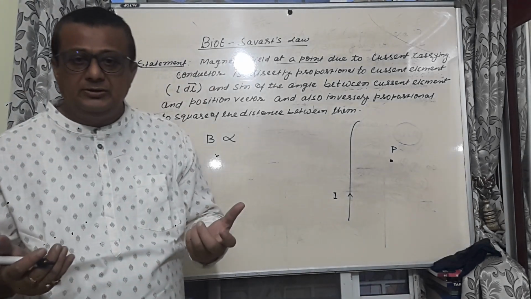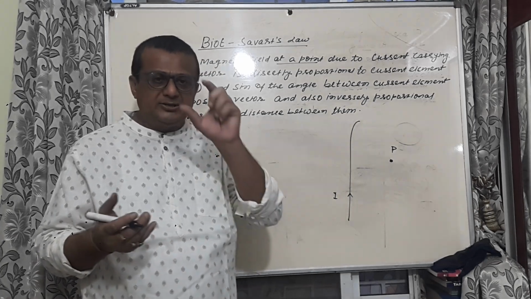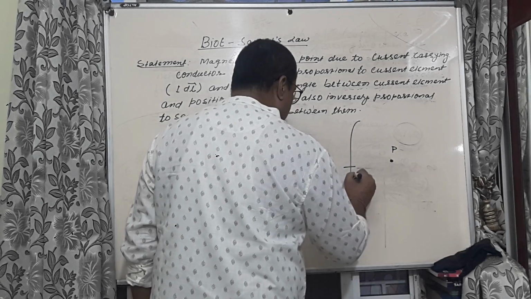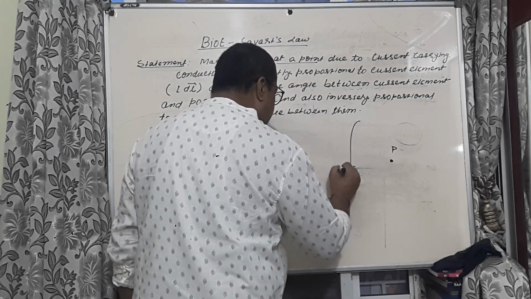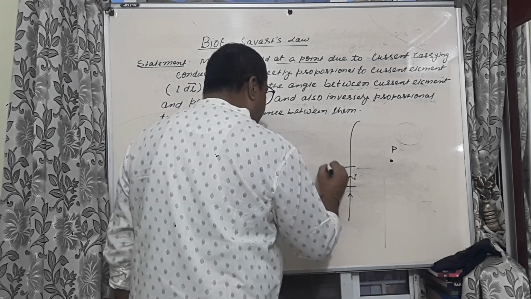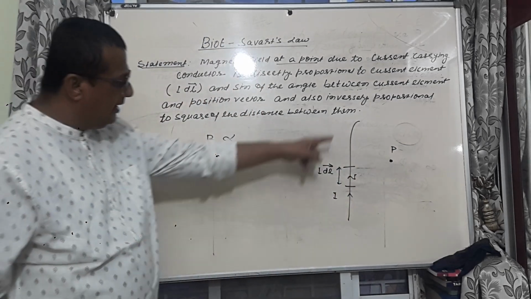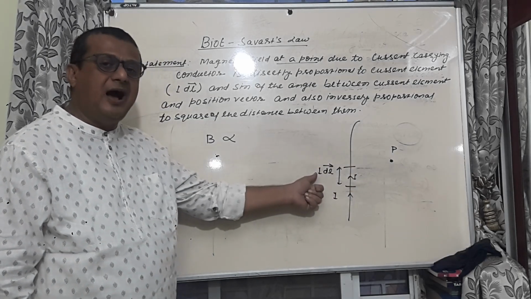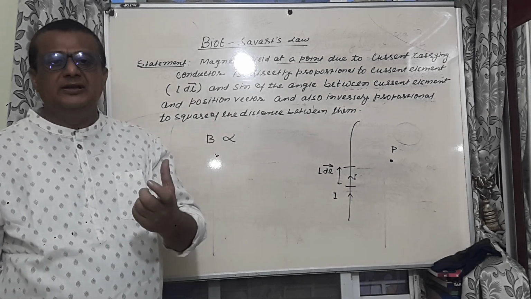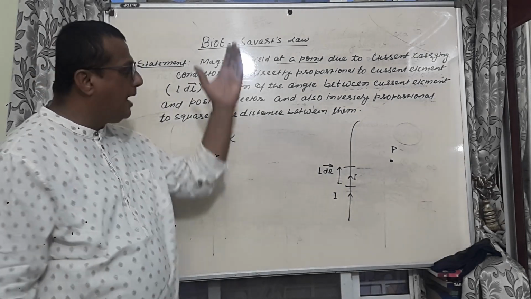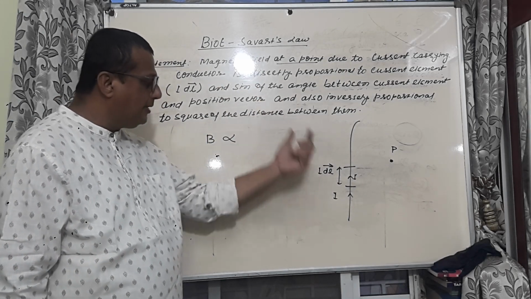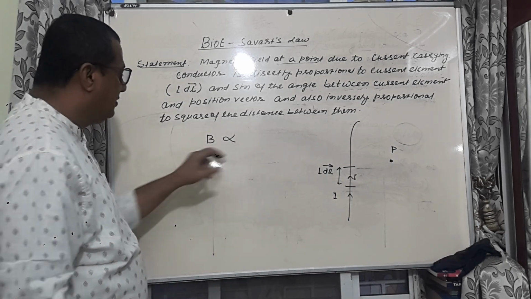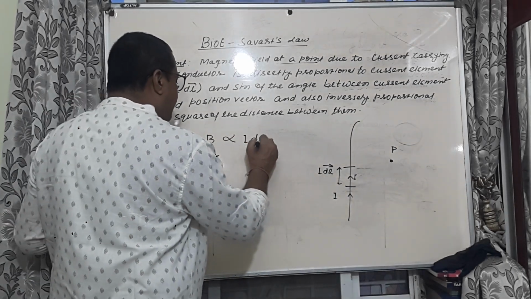This magnetic field is directly proportional to current element. Current element is what? Current element means a small section of conductor. Current is flowing here, and this section is called I dl, the current element. L is the length of conductor, so this section is called dl, and it is multiplied by I. So a special quantity is framed here by the Biot-Savart law, that is I dl. I dl means current element. So here directly proportional to current element.